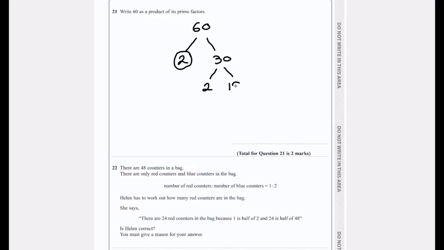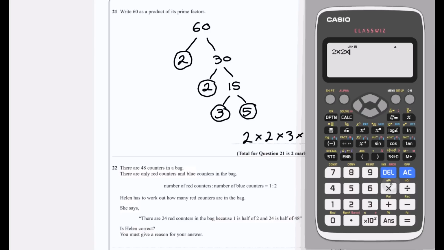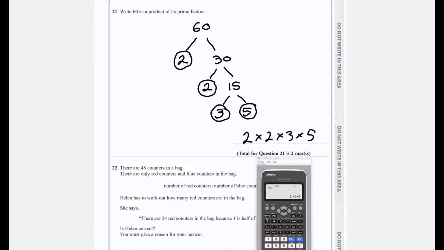It's 2 15s. 2 is prime, and we can break 15 down again into 3 times 5, and they're both prime. So 60 is the same as 2 times 2 times 3 times 5. 2 times 2 times 3 times 5 makes 60. And if we get 60 in the answer area, and then press the fact button, shift fact, we get the answer. So 2 squared times 3 times 5.